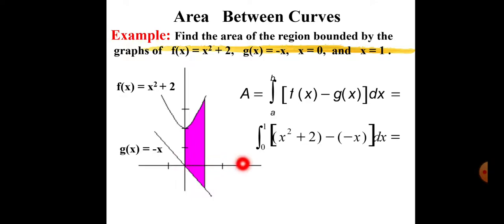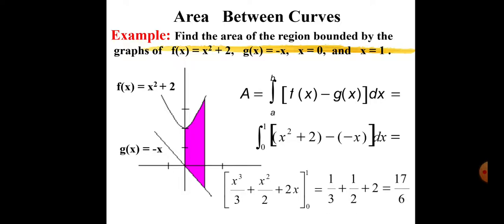From 0 to 1, do the integration. We can find that x squared, its integration is x power 3 over 3. 2, its integration is 2x. And here we have plus x, its integration is x squared over 2. From 0 to 1, substitute first x equals 1. And after that, substitute x equals 0 and subtract. So the final answer is 17 over 6.